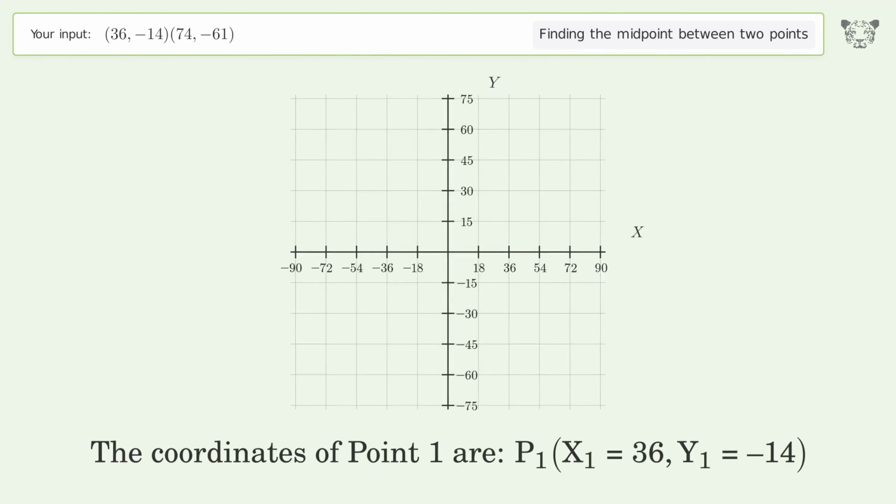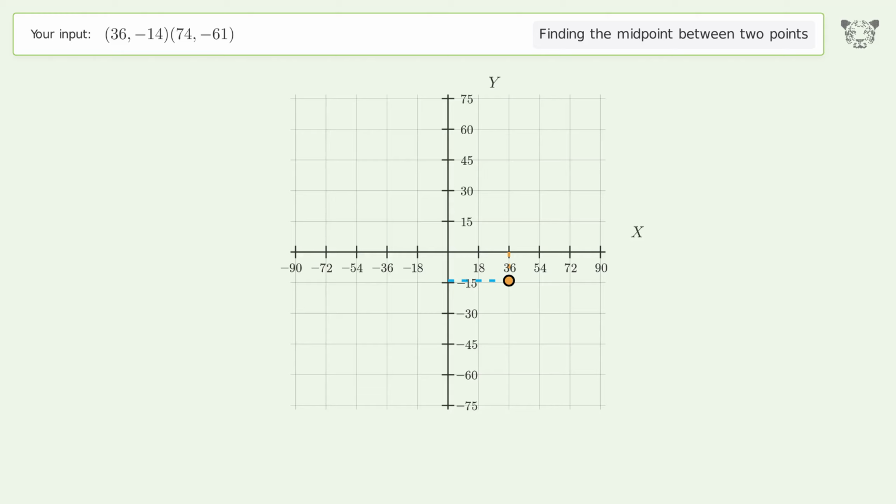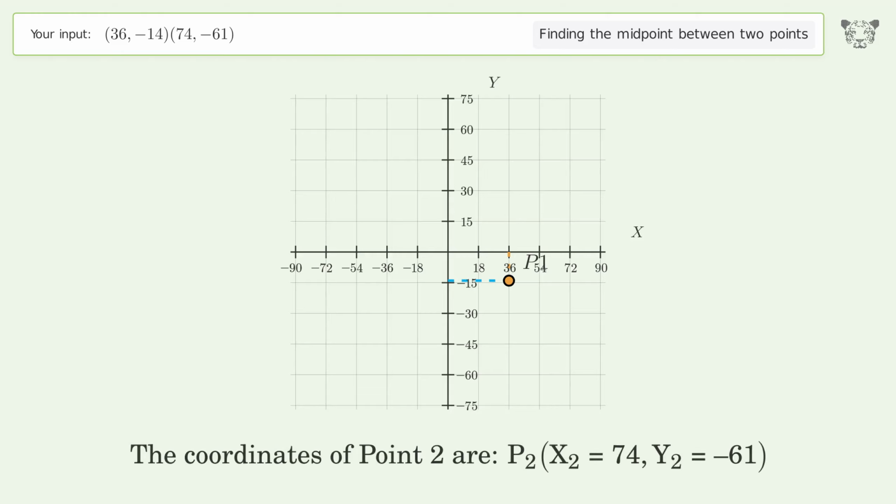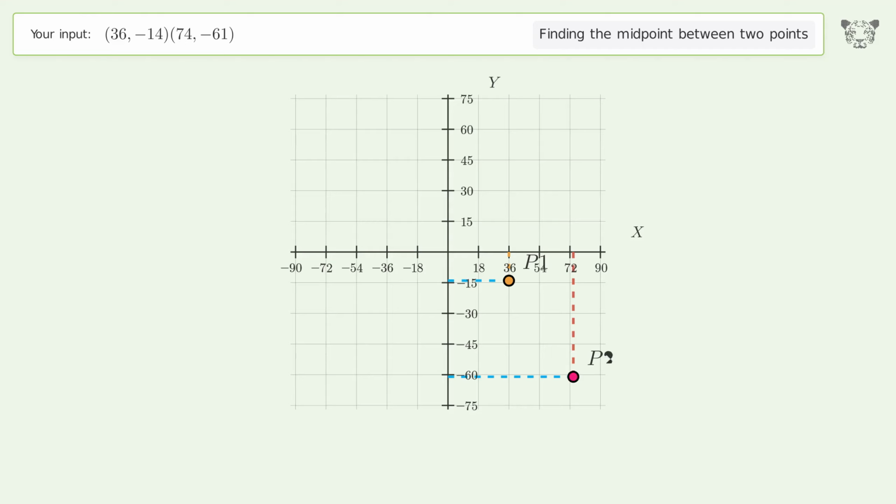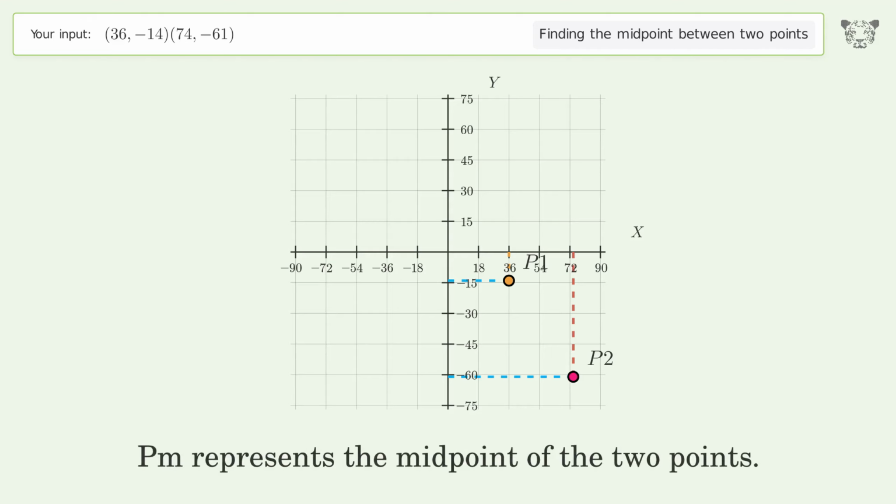The coordinates of point 1 are, x1 equals 36, y1 equals negative 14. The coordinates of point 2 are, x2 equals 74, y2 equals negative 61. PM represents the midpoint of the 2 points.